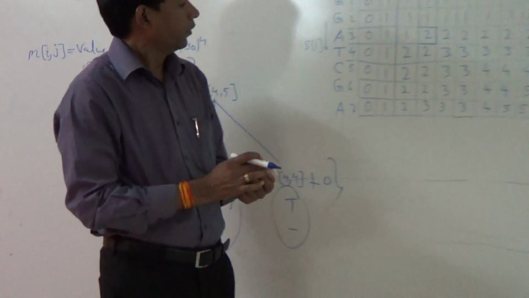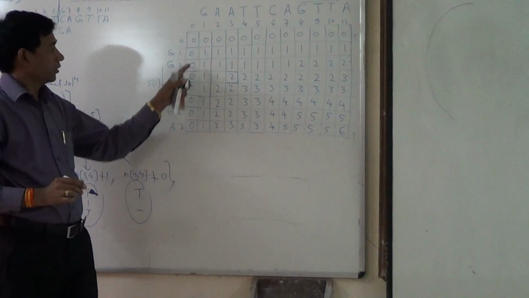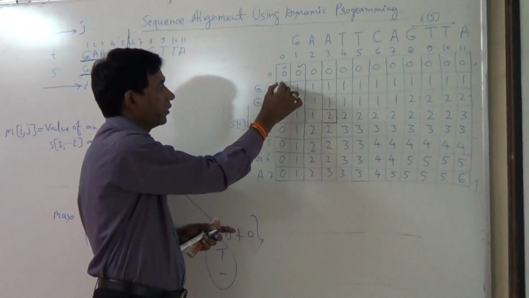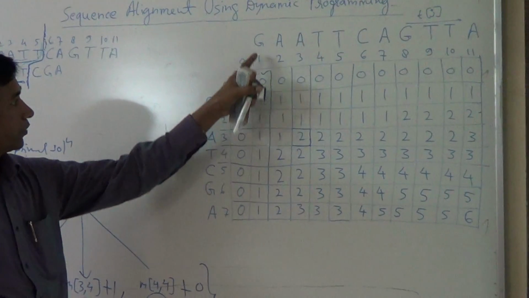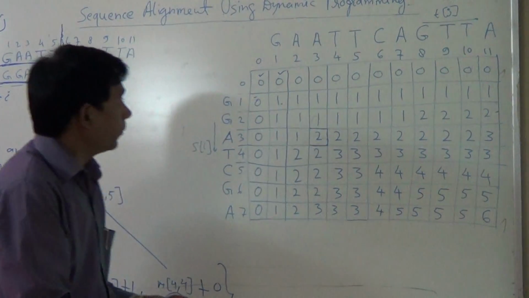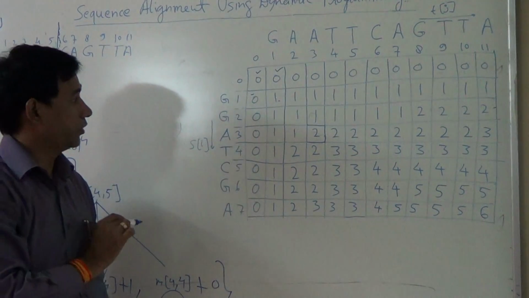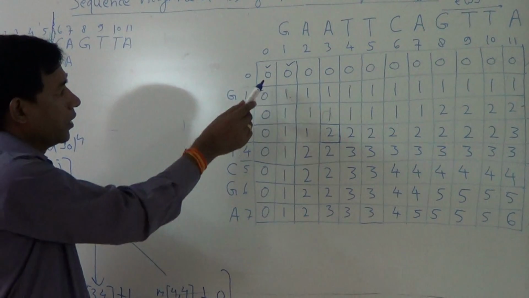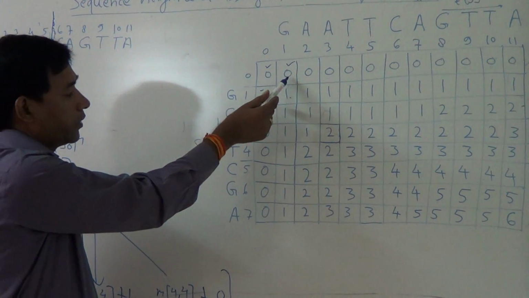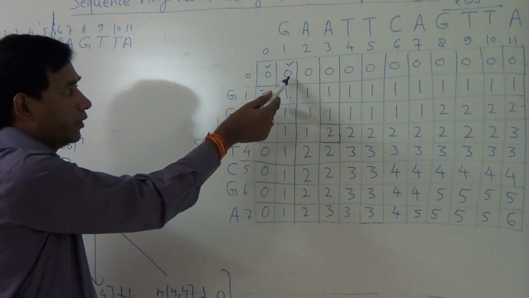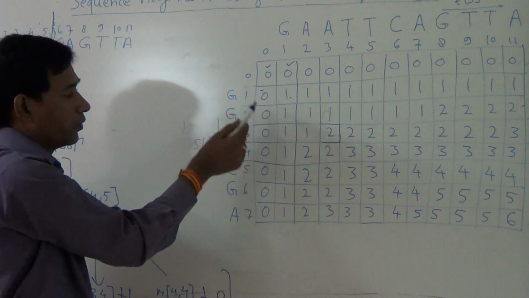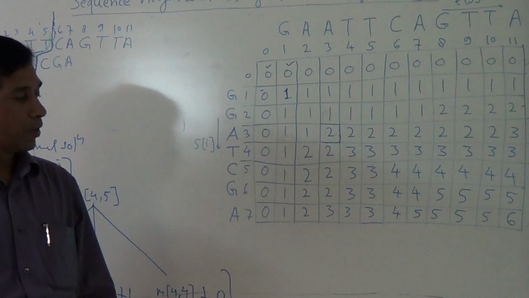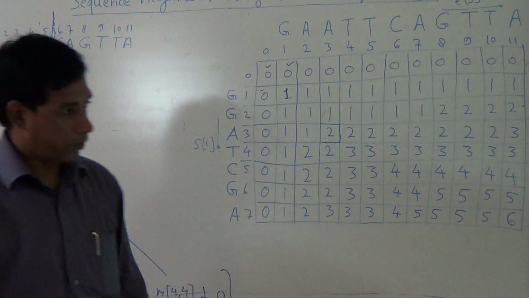For example, if you want to compute this entry, see what we have to consider: this is the square, and this is the square, and this is the case of the diagonal. We can see that here we have G and here we also have G, and this is the case of a match. So once we add 0 plus the match value 1, it gives 1. And if we consider this, then we get a penalty, 0 plus 0, 0. Here also 0 plus 0, 0. So the maximum of these 3 is 1. So the entry here is 1. In this way we can compute the entries.